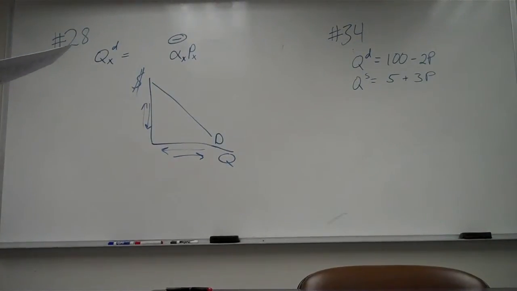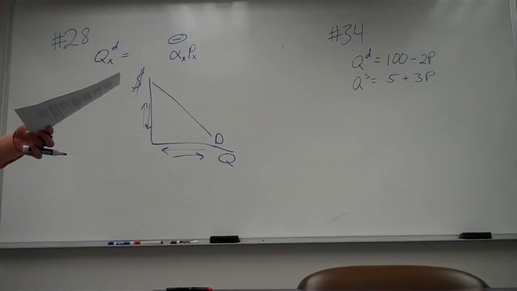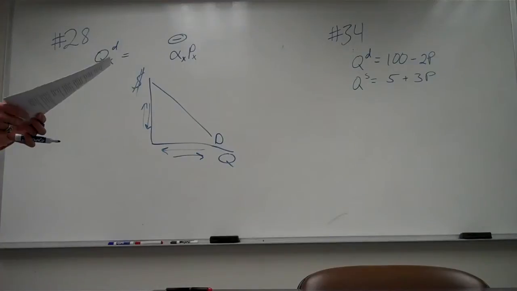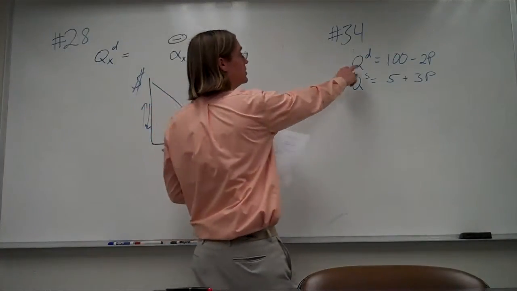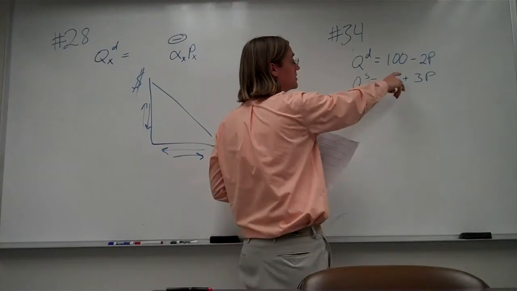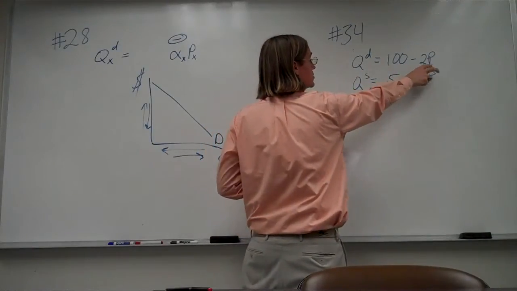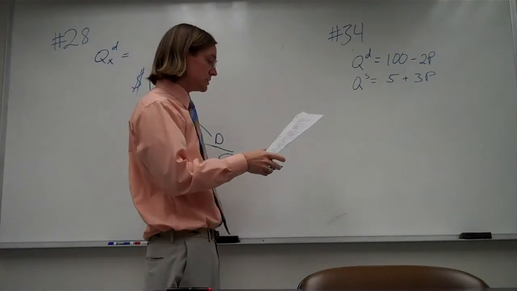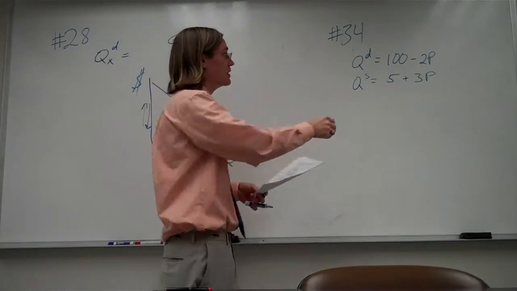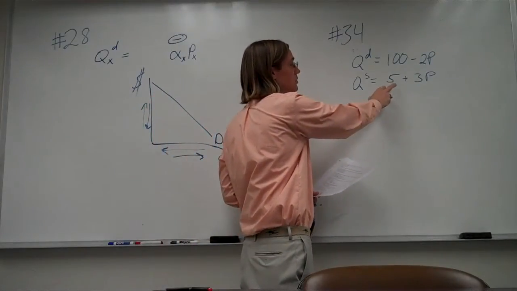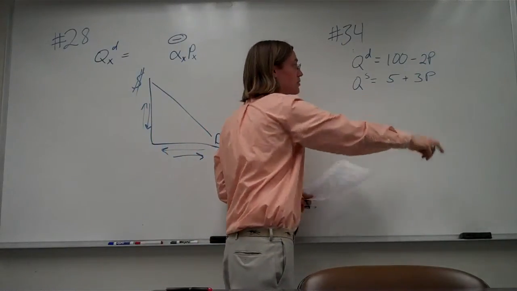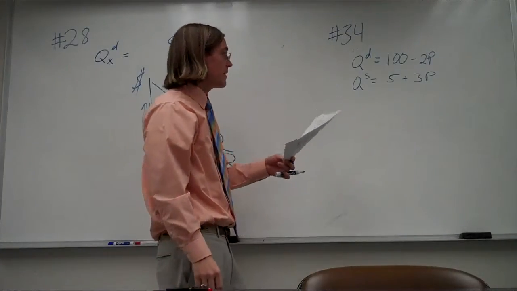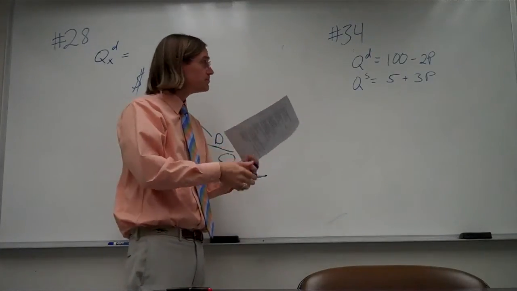Alright, question number 43 on the homework gave some people trouble. It says that suppose market demand and supply are given by QD, the quantity demanded, is equal to 100 minus 2P, or 2 times the price. That's the demand equation. And then the supply equation, QS, is equal to 5 plus 3 times P, or 3 times the price. And then it asks for the equilibrium price.